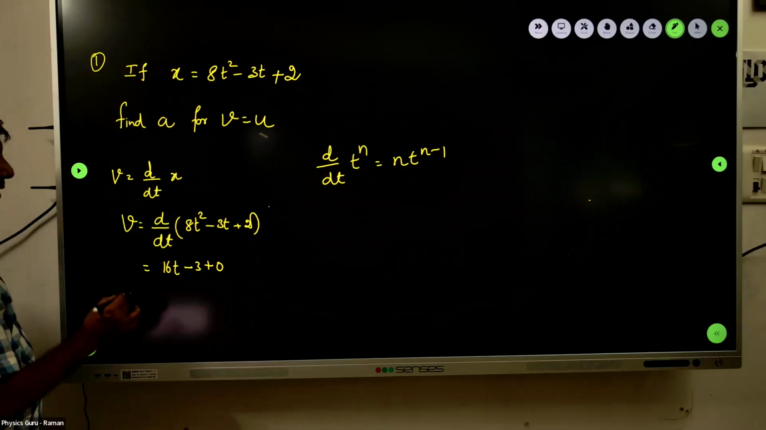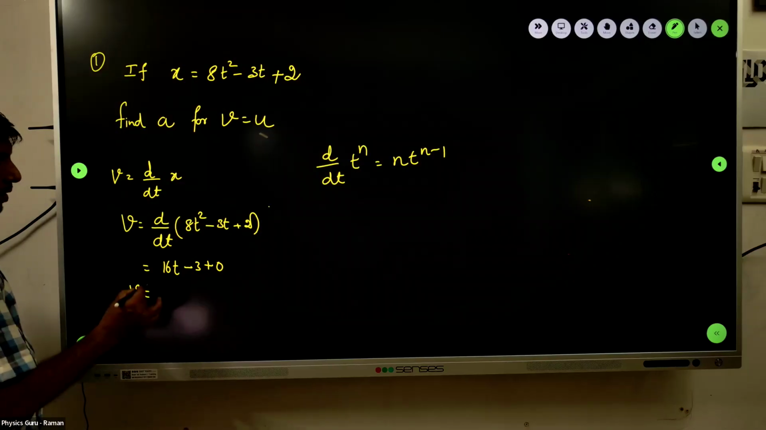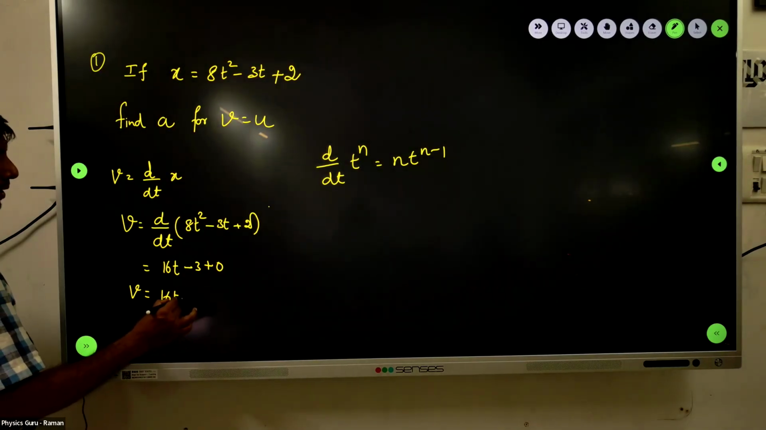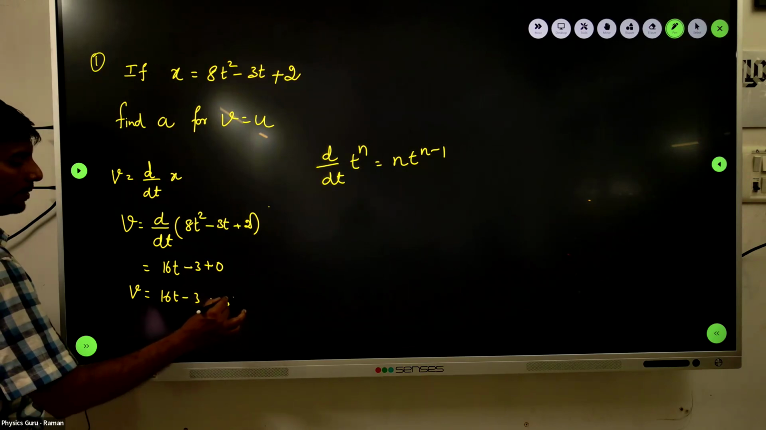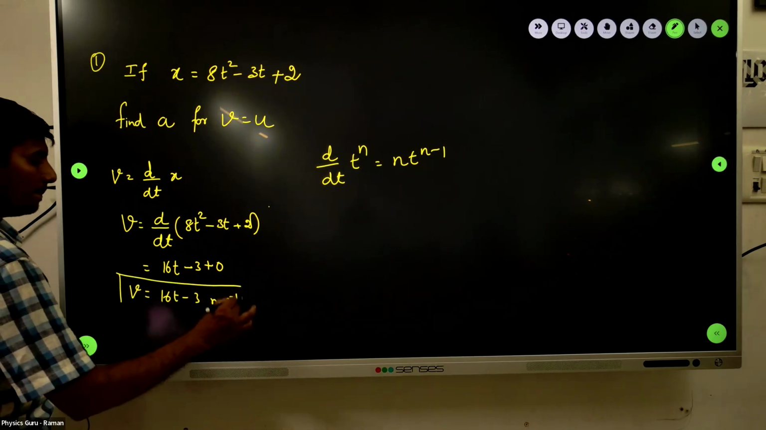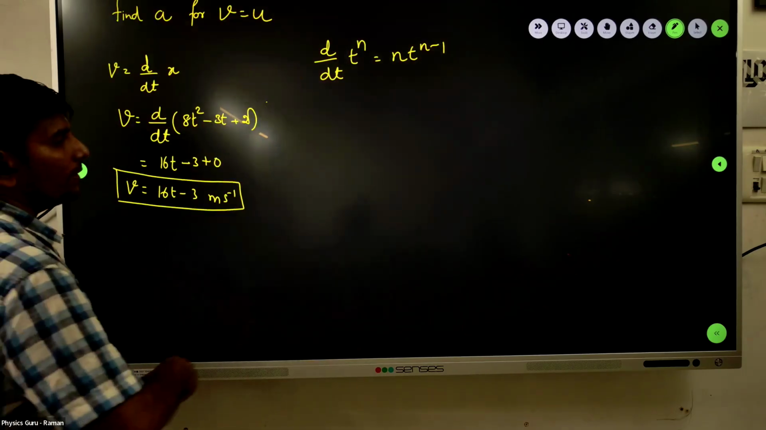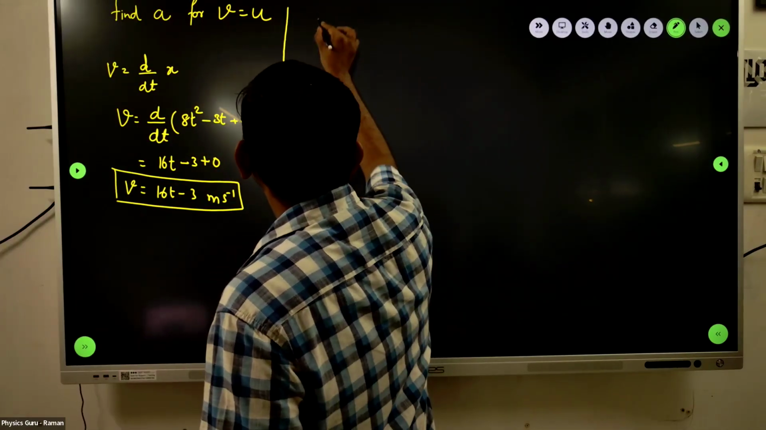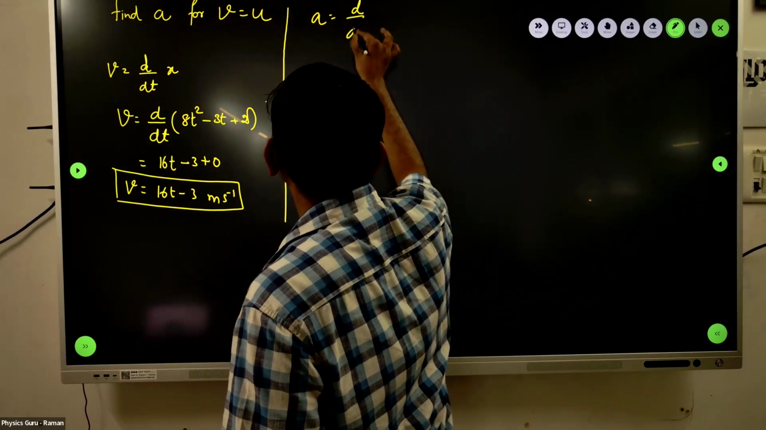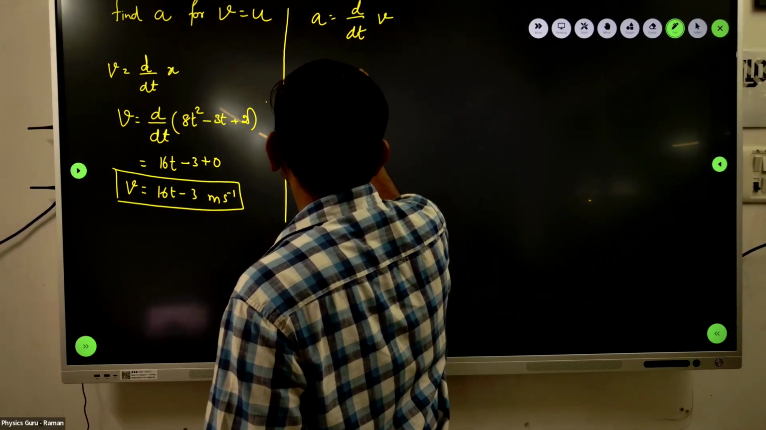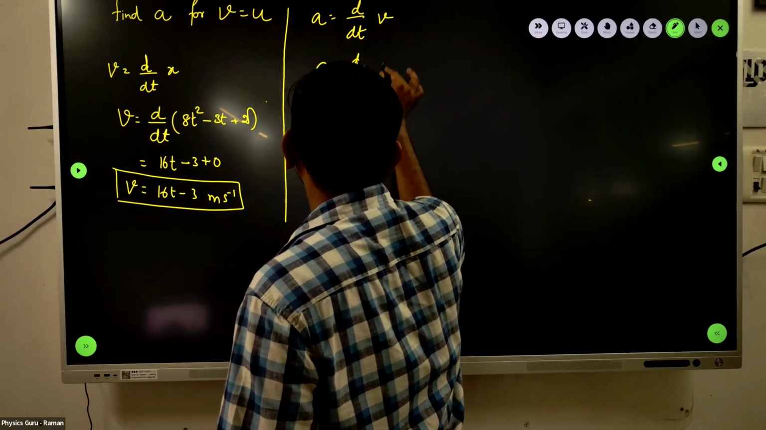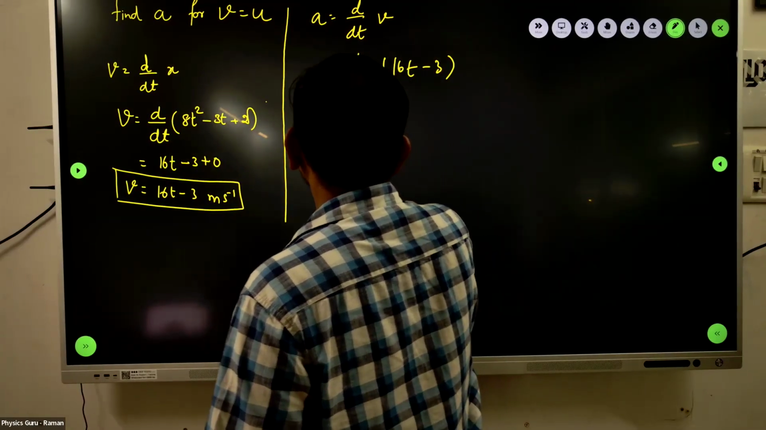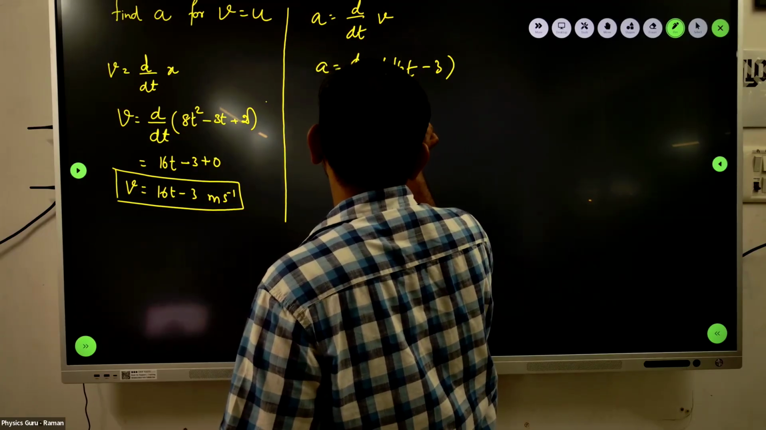So the velocity value is equal to how much, sir? 16t minus 3 meter per second. And we are supposed to find out the acceleration value. And acceleration is given by d by dt of velocity. So the acceleration is equal to d by dt of, what is velocity? 16t minus 3. So the acceleration is equal to 16 meter per second square.